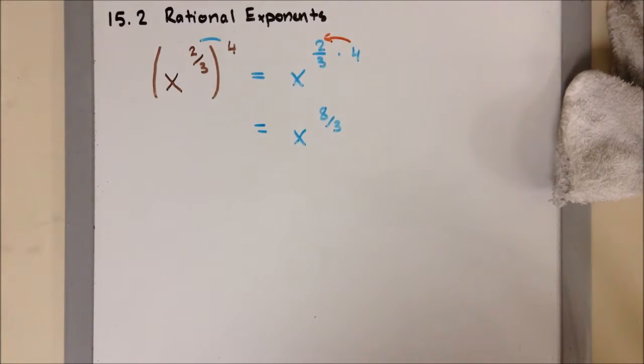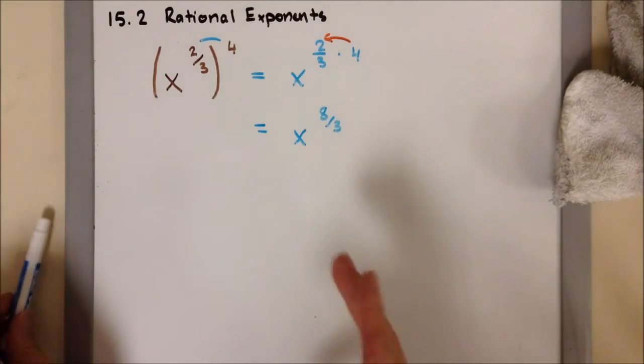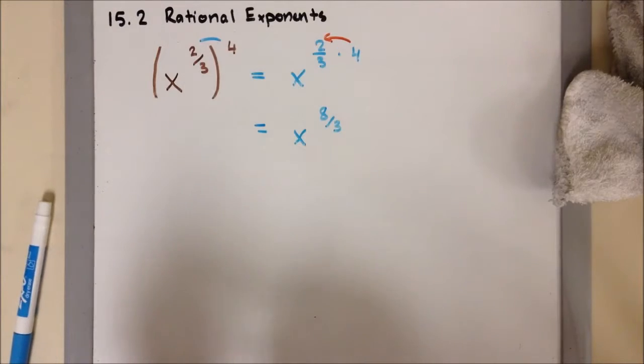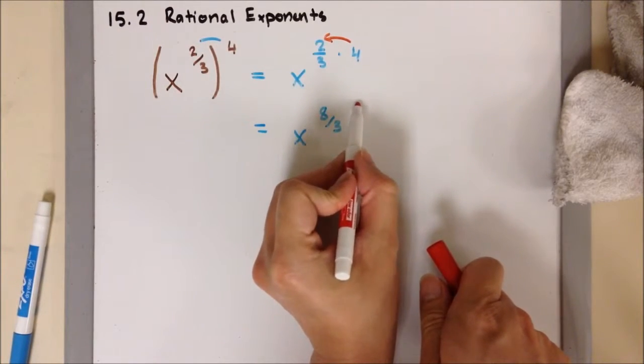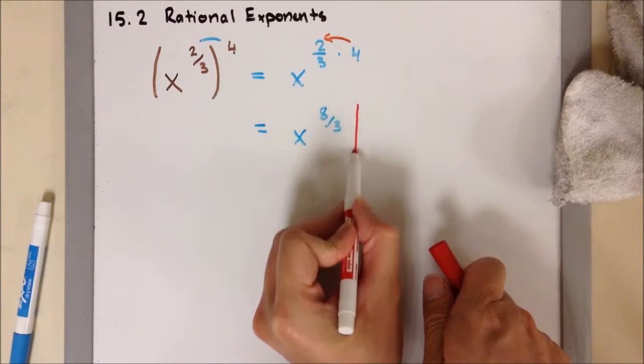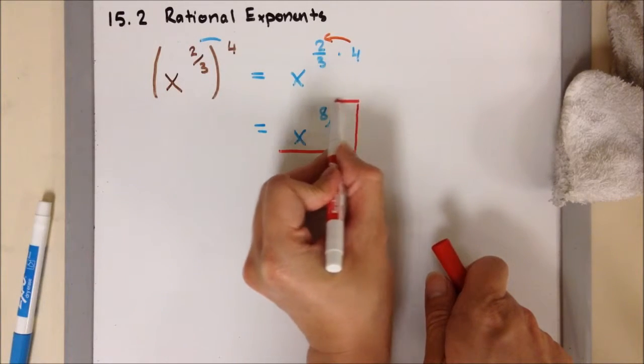So I finished multiplying. I check. There's nothing common between 8 and 3, so I cannot simplify the fraction any further. So this is my final answer, x to the power of 8 over 3.